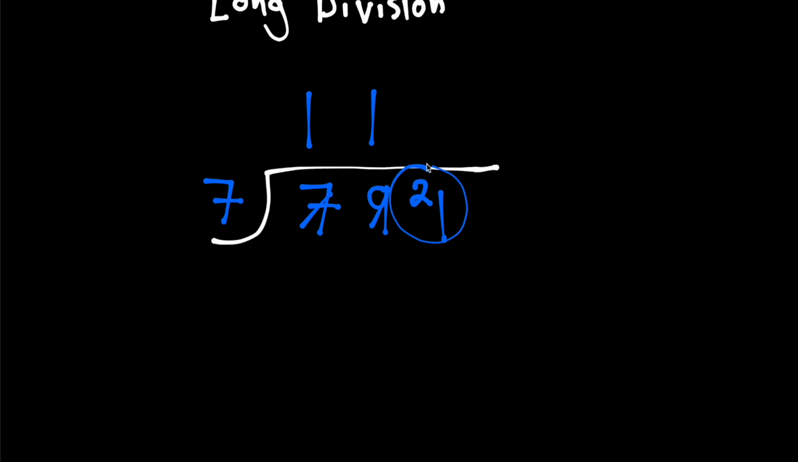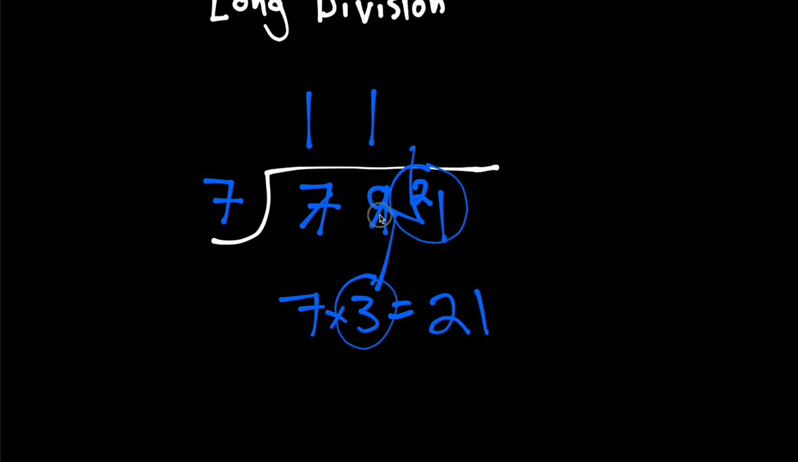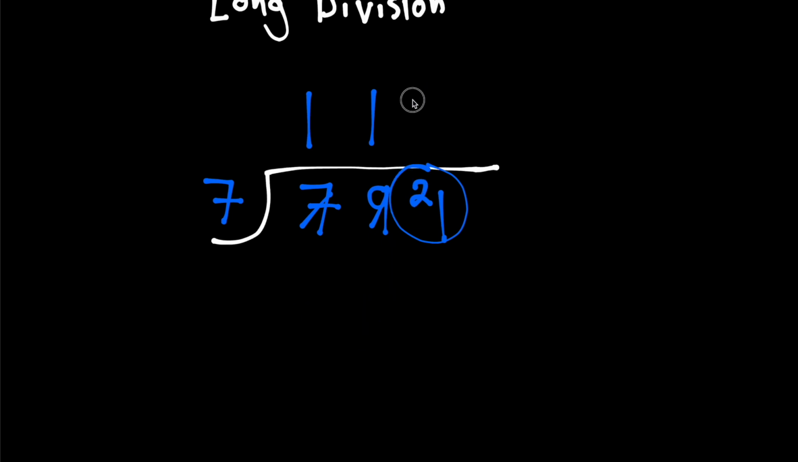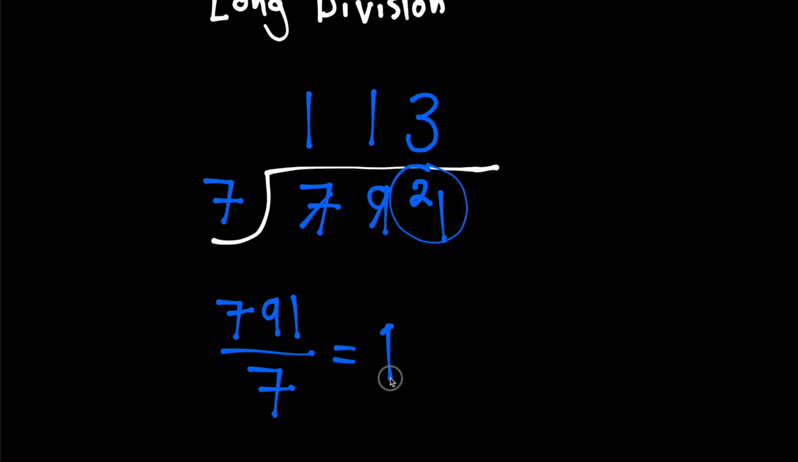Now 7 goes into 21 3 times, because 7 times 3 is equal to 21, and 21 divided by 7 is 3. So we take that 3 and we put it up here, just like this. Perfect. So that's all done, all the columns are completed, so we know that 791 divided by 7 is equal to 113. And likewise, 113 multiplied by 7 is equal to 791. Perfect.